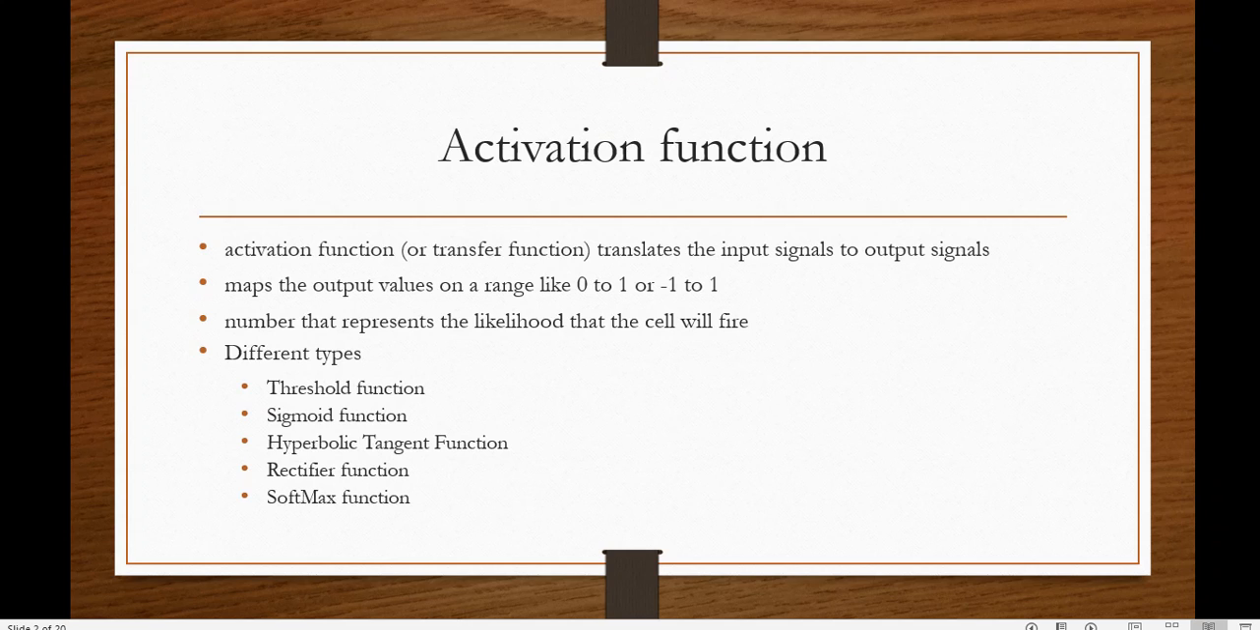So activation function is also known as transfer function. It translates the input signal to output signal. Generally, whatever output is generated from the last layer or earlier layer, it makes some changes on it so that the output value ranges between 0 to 1 or -1 to 1.